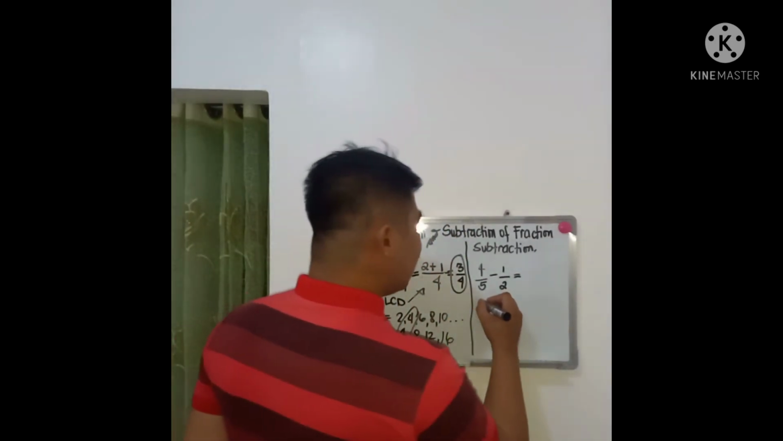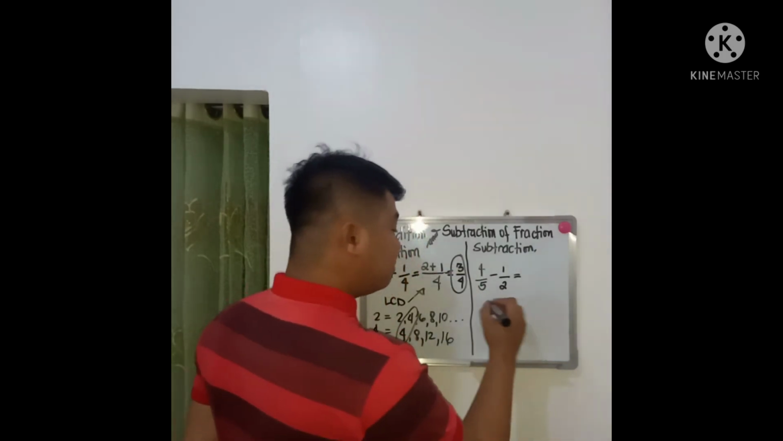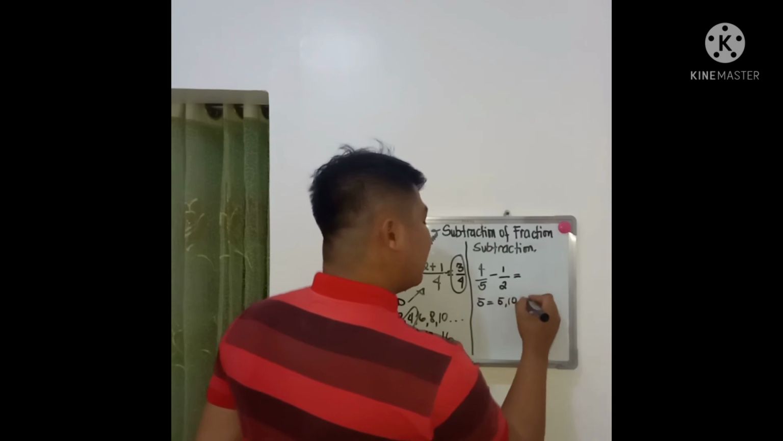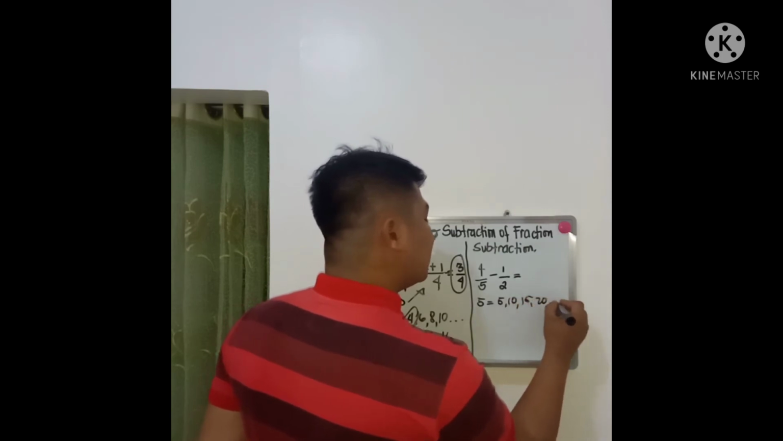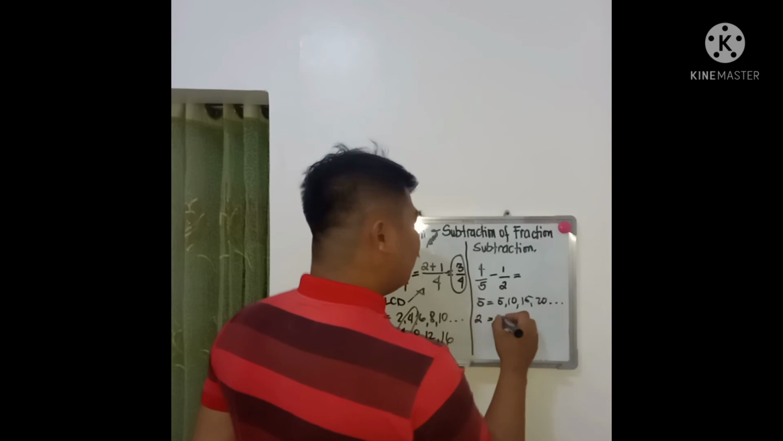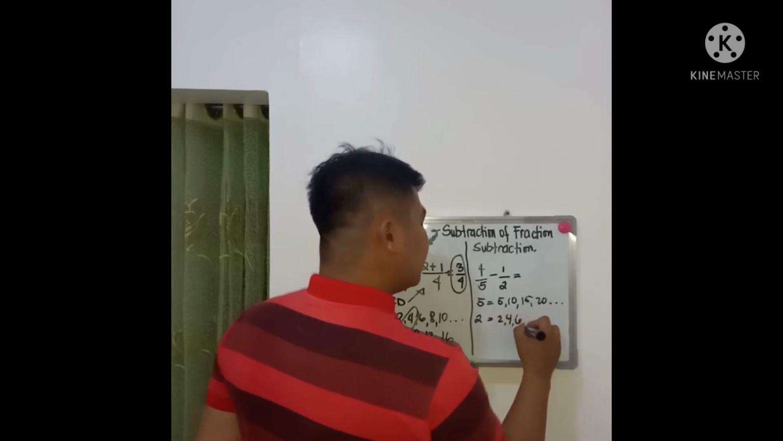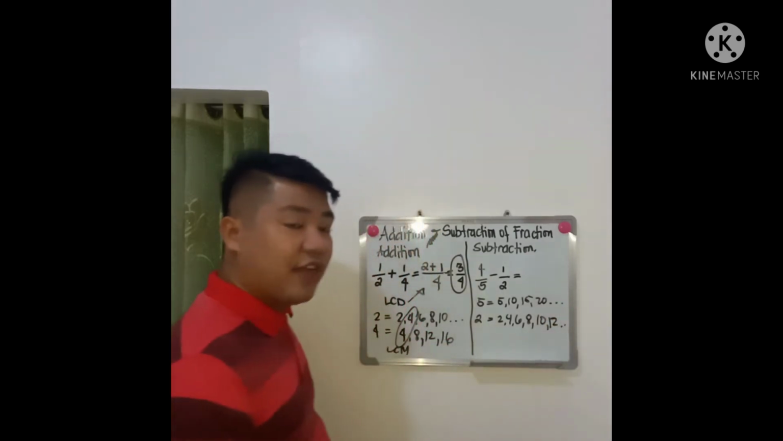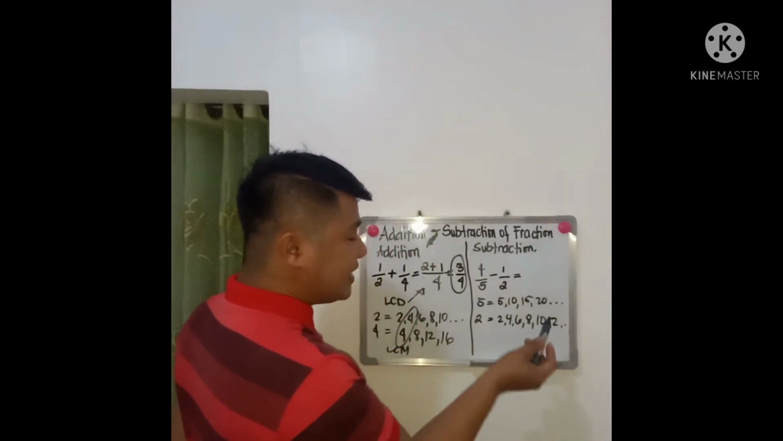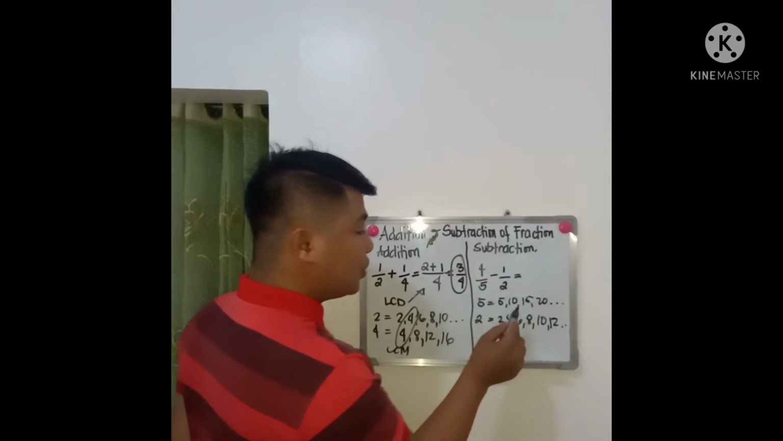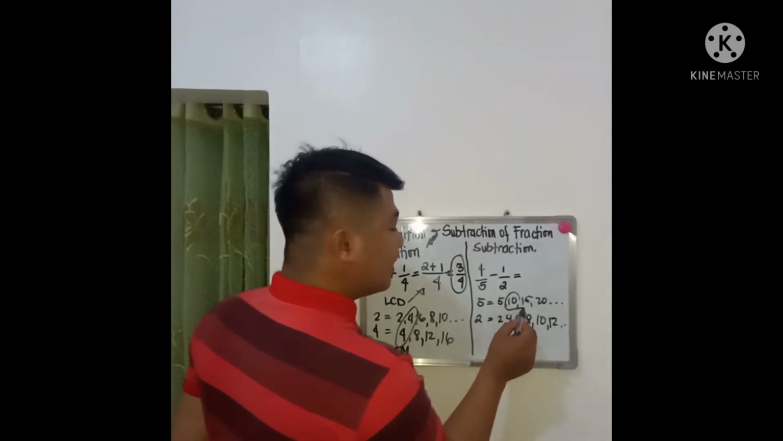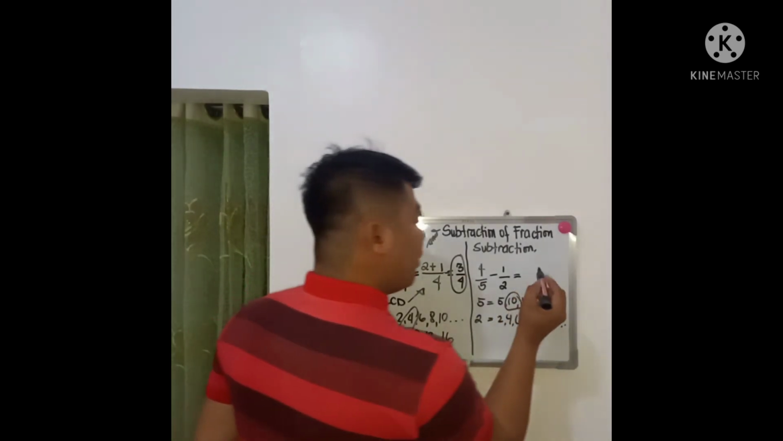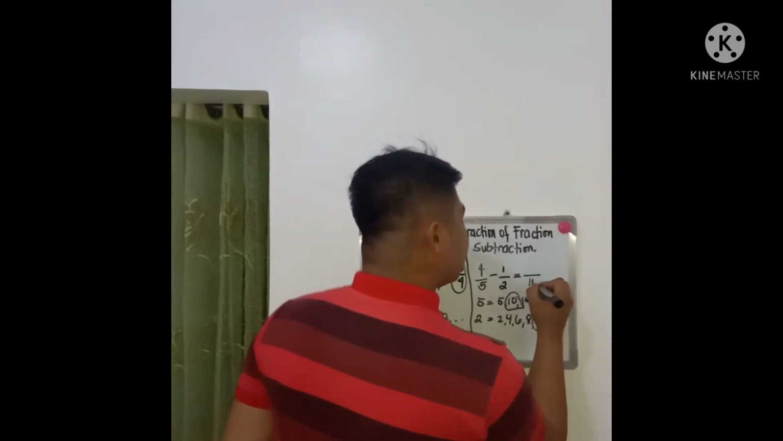Let's try to get the LCD by listing the multiples of 5. We have 5, 10, 15, 20, and so on. For 2, we have 2, 4, 6, 8, 10, 12. Now, what is common to them? By examining the multiples of 5 and 2, we can tell that 10 is common to them. So our LCD here is 10.